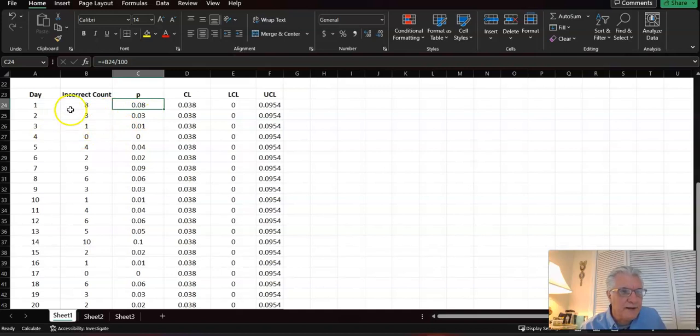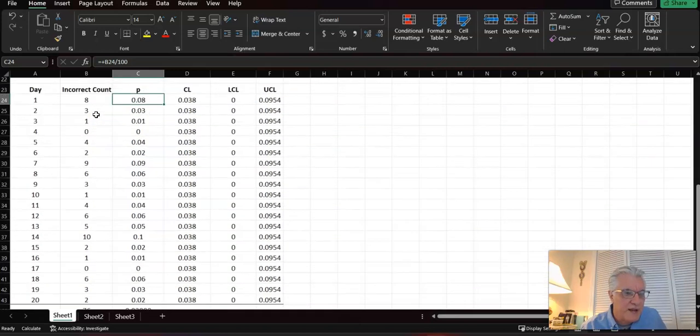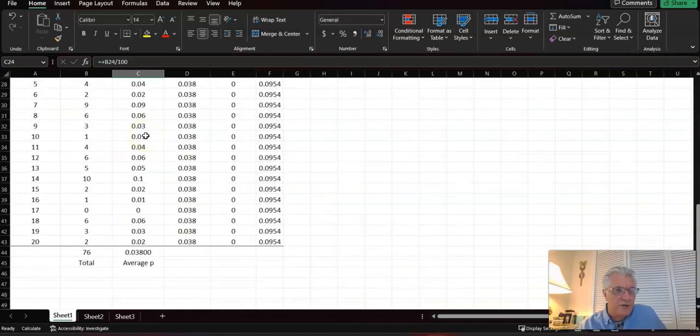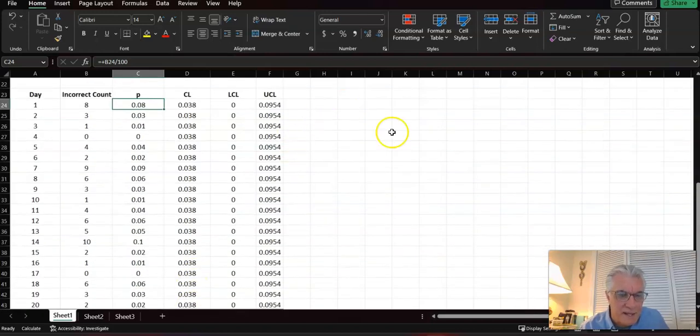So getting back to this, we look at the data for how many incorrect samples were taken each day for 20 days. We then table the proportion, which is basically the incorrect count divided by 100. So you'll see the proportion of 100 samples that were incorrect, and you'll see that the average proportion over 20 days of incorrect samples is 0.038. That becomes the mean P. And since this is a P chart, the mean P is going to be your center line. So you'll see across here 0.038 is used as your center line.